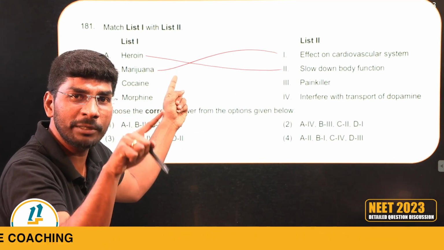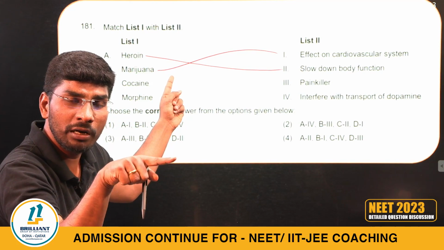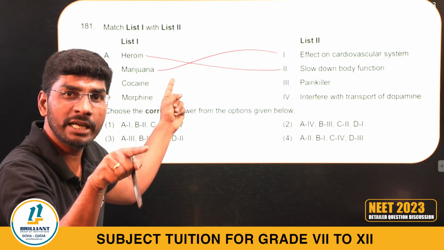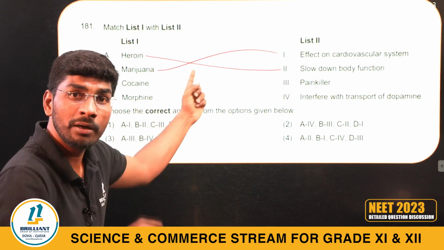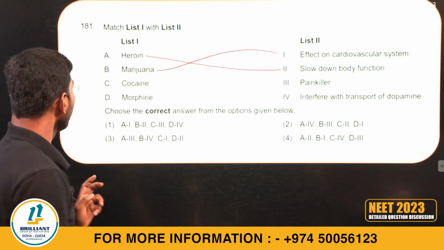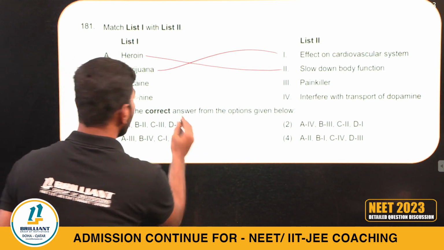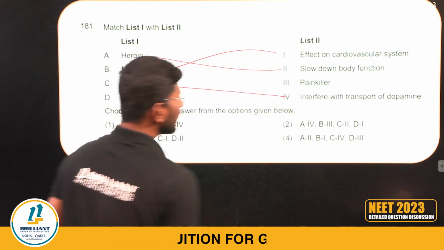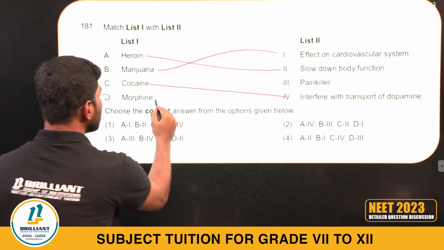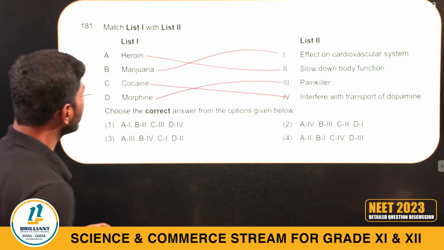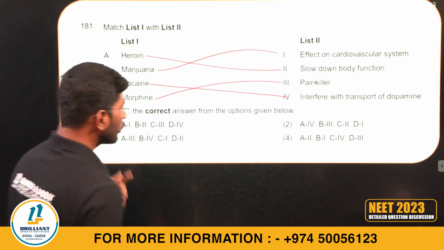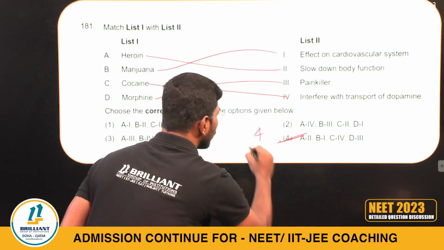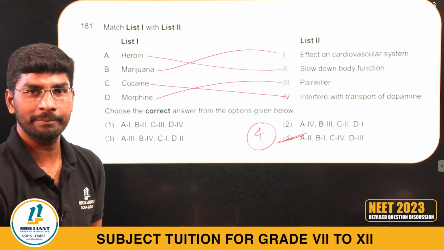Cannabinoids come from the leaves, flowers, inflorescence, and resins of cannabis, giving marijuana, ganja, hashish, charas. Next, cocaine, I can go with interfering with the transport of dopamine. Morphine is a painkiller. Tell me the answer. 2143. Option 4, human health and disease, drugs part.